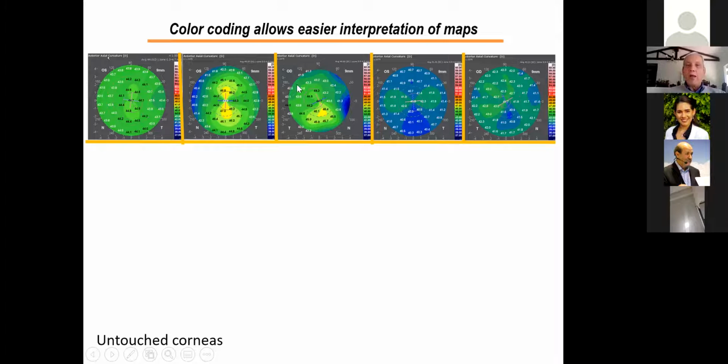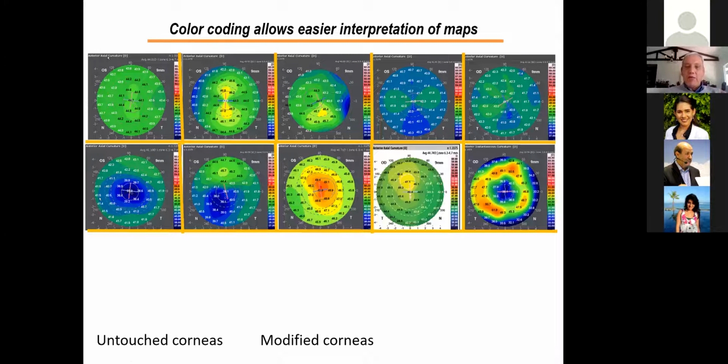The third one will be asymmetric because we have the yellow at the bottom and not at the top. The fourth, we have a horizontal bow tie, which means that the steeper curvature is horizontal and not vertical. And the last image is a very irregular cornea, probably due to tears or something in the ocular surface.